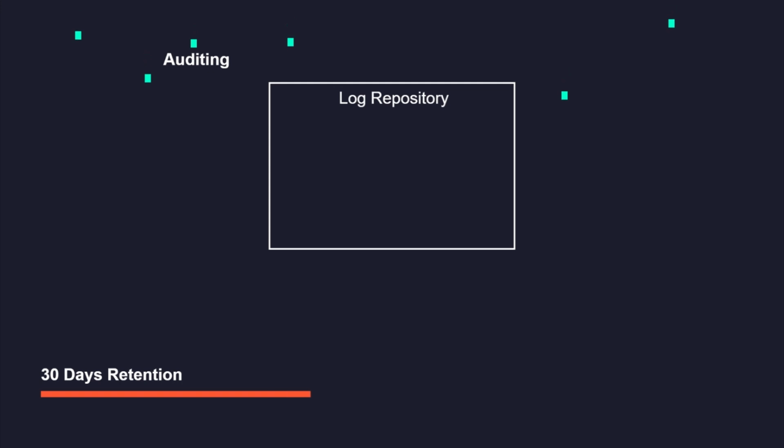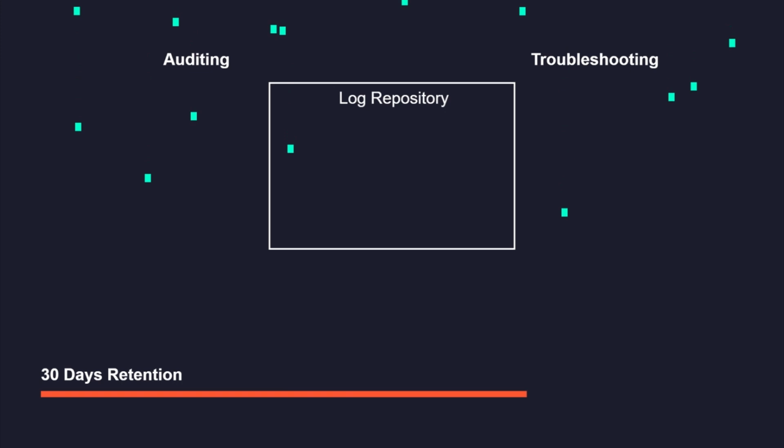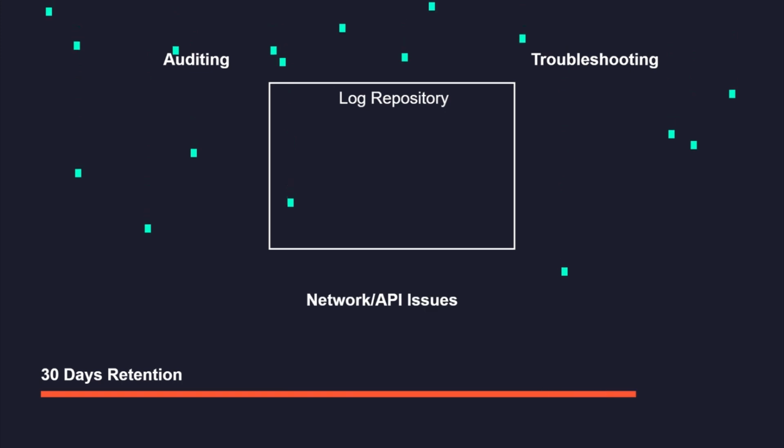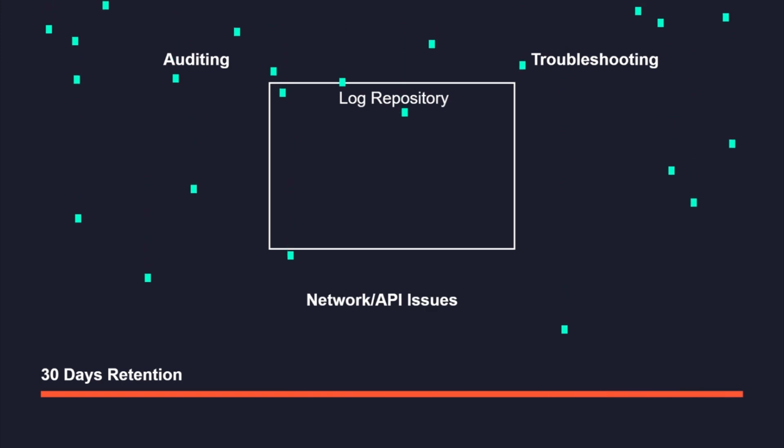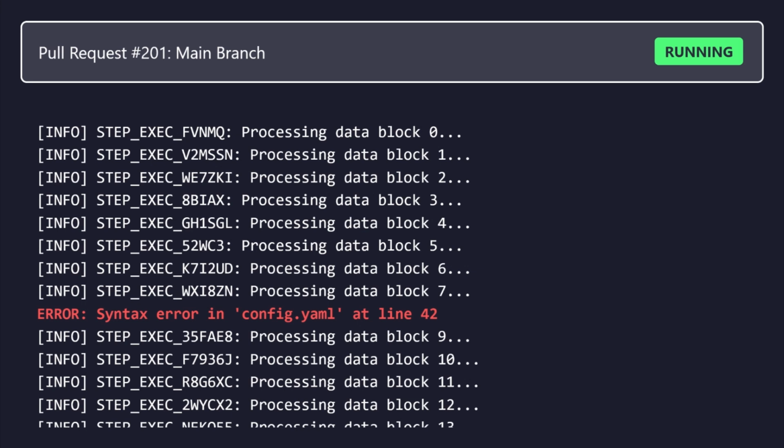Retain execution logs for at least 30 days. These logs are vital for auditing and troubleshooting failed plan attempts, especially when dealing with intermittent network issues or cloud provider application programming interface timeouts.